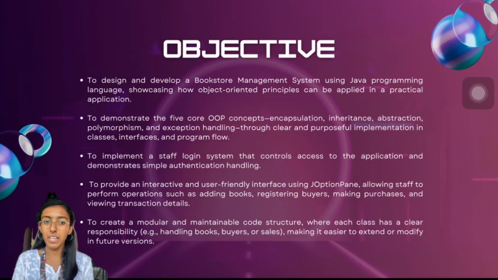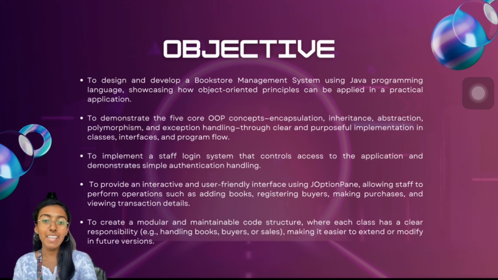The objective for this bookstore management system is to design and develop a bookstore management system using the Java programming language, showcasing how object-oriented principles can be applied in a practical application. To demonstrate the 5 core OOP concepts, which are encapsulation, inheritance, abstraction, polymorphism, and exception handling, through clear and purposeful implementation in classes, interfaces, and program flow. To implement a staff login system that controls access to the application and demonstrates simple authentication handling.